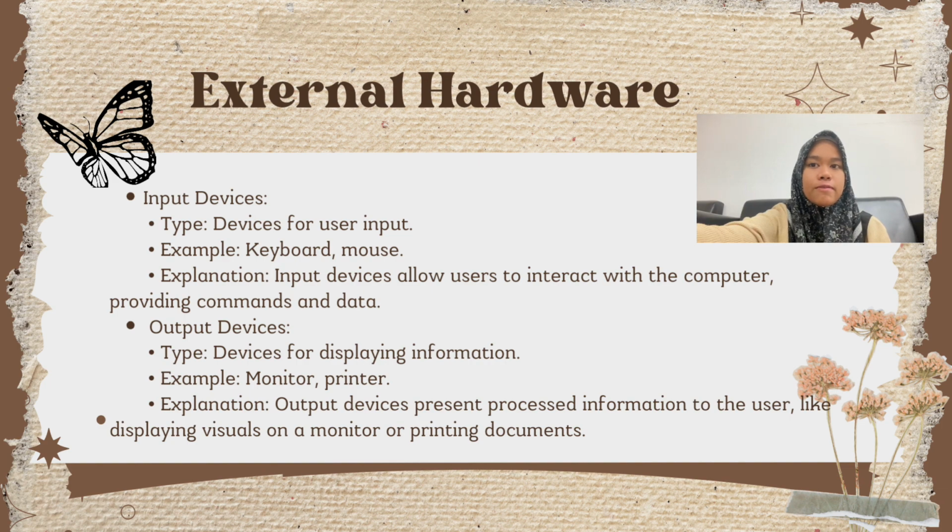First, input devices for user input, for example keyboard and mouse. Input devices allow users to interact with the computer, providing commands and data. Second is output devices for displaying information, for example monitor and printer. Output devices present information to the user, like displaying visuals on a monitor or printing documents.